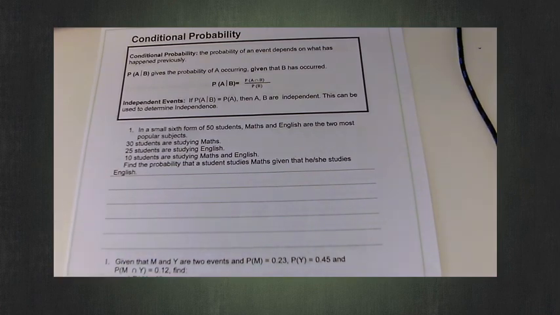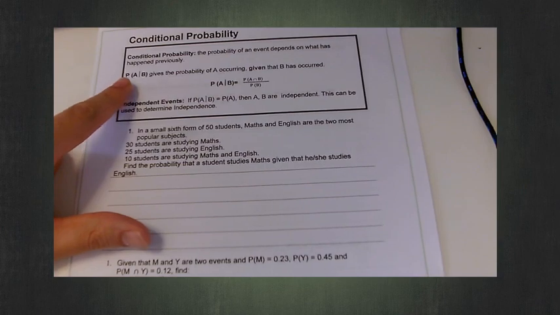Well, the language is slightly different. Conditional probability defines the probability of an event depending on what's happened previously. So a really simple example would be, what's the probability of someone turning up late to college given that their bus was late? Okay, so the language is different here.